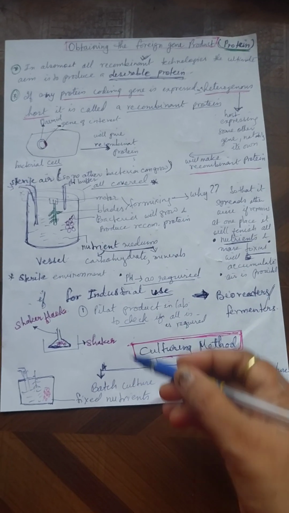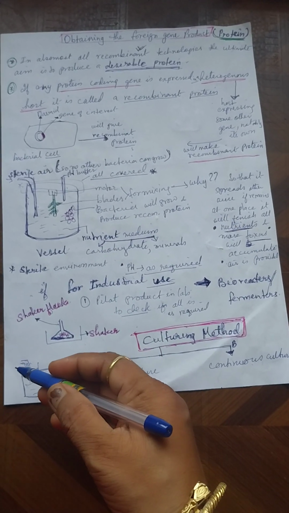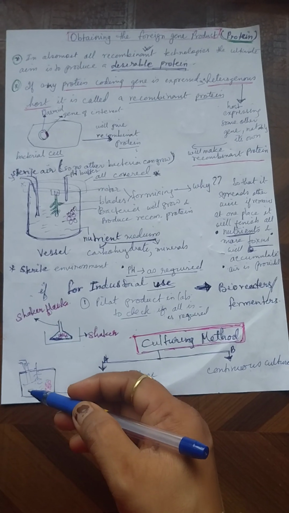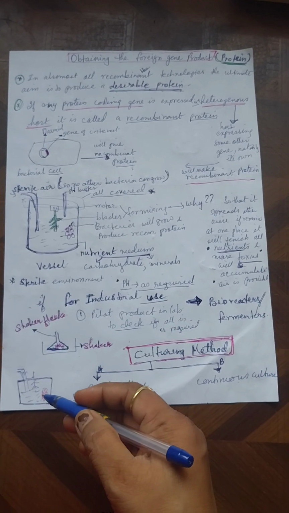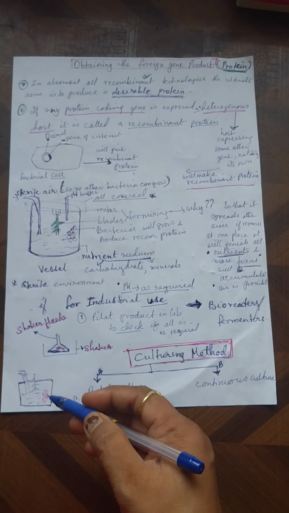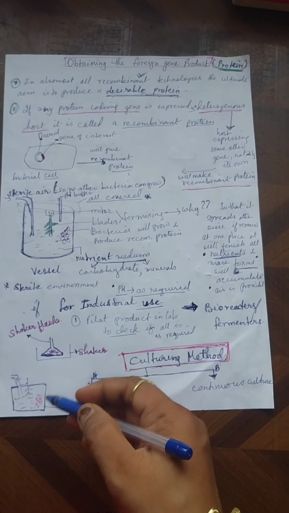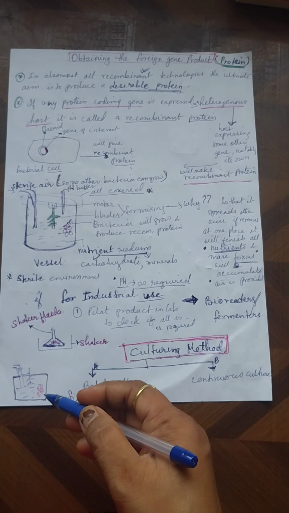In the batch culture, as you have already studied, it will be similar to this. This is the pipe which is providing sterile air, so no contamination of any other bacteria is there, only the bacteria which we require for the production of protein having the gene of interest. And these are the mixers which will keep on mixing and providing the nutrients to the bacteria.